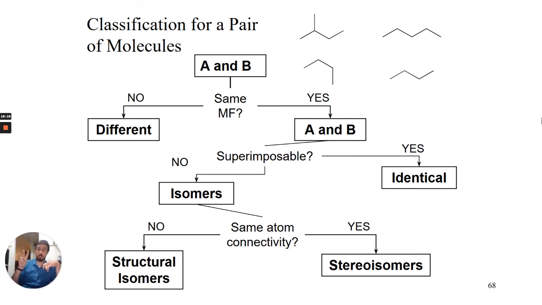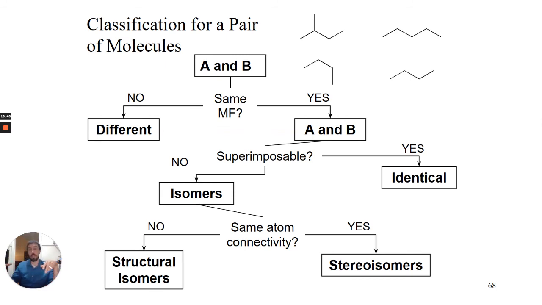So take two molecules, in this case A and B, and ask yourself, do they have the same formula? If they have different formulas, well, then they're different. If they have the same formula, then you have to ask, are they superimposable? That superimposable gets tricky because remember sigma bond rotations. If they are superimposable, then yes, those two compounds are identical. If no, then they're isomers.